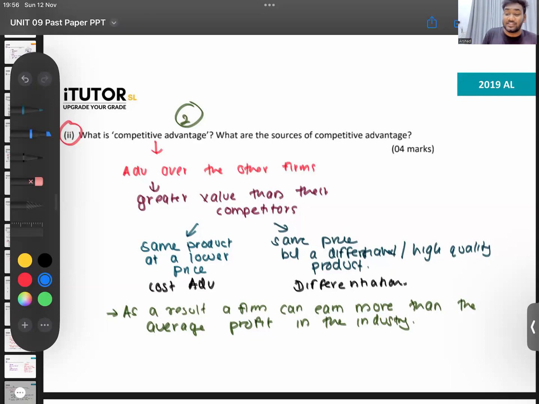There is another part of this question. What are the sources of competitive advantage? Why do you have a competitive advantage over the other people? What are the reasons? How come you're able to provide better value than your competitors? There are 2 main sources. There are sub reasons also. It's directly there in my table as well.